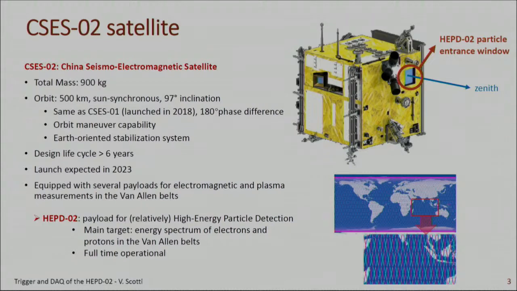HEPD is one of the payloads on board, and this is the one dedicated to the study of relatively high energy particles. The main target is to study the spectrum of protons and electrons in the Van Allen belts. The main difference with the HEPD-01, which is on board the first satellite, is that this time we will be full-time operational, so we will acquire data even at the poles. And this is something not so common in satellites studying fluxes of particles.